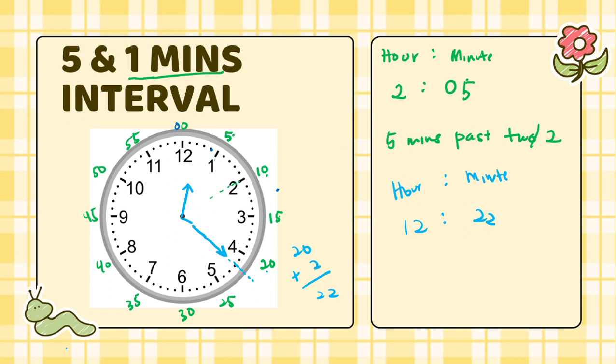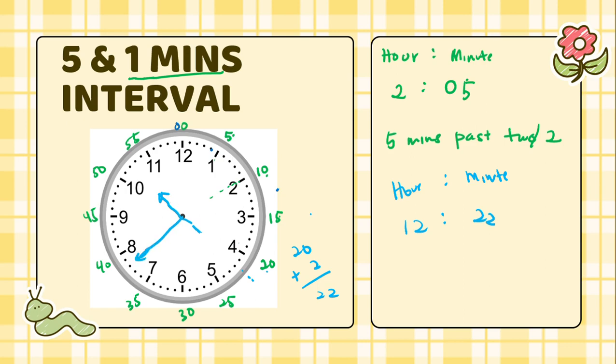Okay, let's try another one just for you to remember. For the 1 minute interval, meaning that you need to add the dots, because remember, each dot represents 1 minute. Okay, so each dot represents 1 minute. So let's try again. If we have this, and then the long needle is pointed at this.